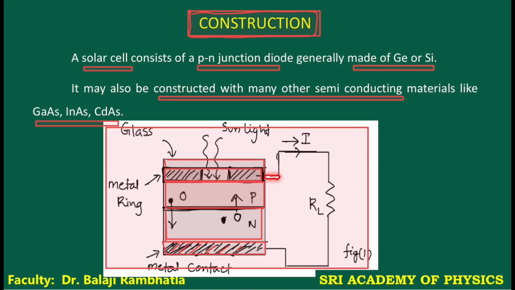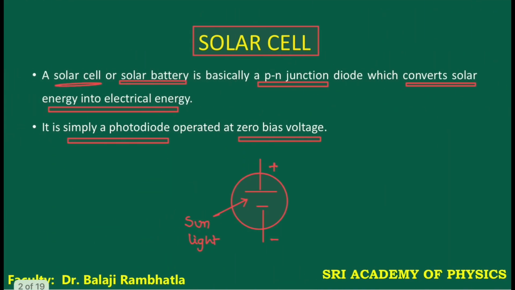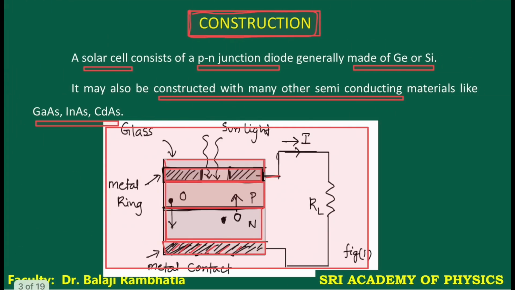Now this anode and cathode are connected to a load resistance, right? Here we are not using any biasing. So the PN junction diode is not connected in forward bias or in reverse bias. So it is a special photodiode, simply a photodiode operated at zero bias voltage. Here the load resistance may be a mobile, a geyser, a tube light or something.